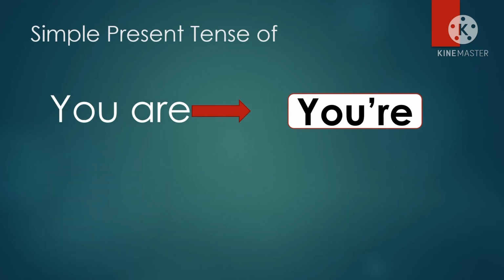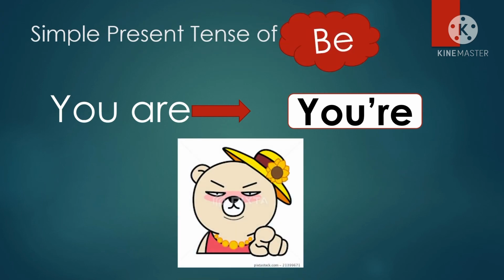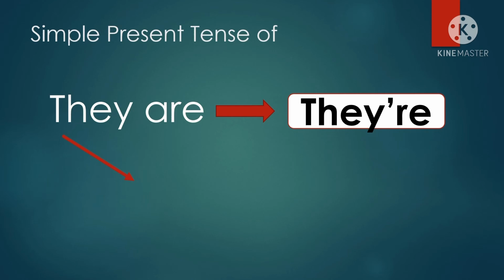This is you are. If the pronoun is you, the verb to be is are. You must use are. You are. You is the pronoun for another person, for one person.